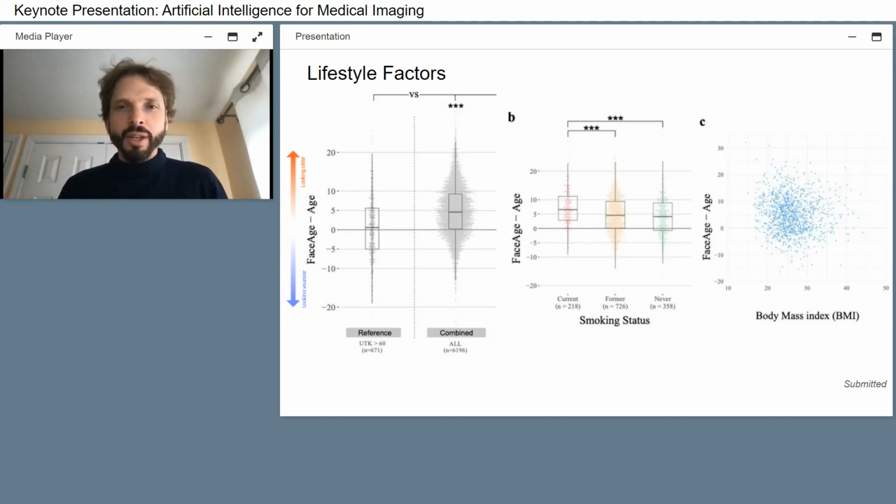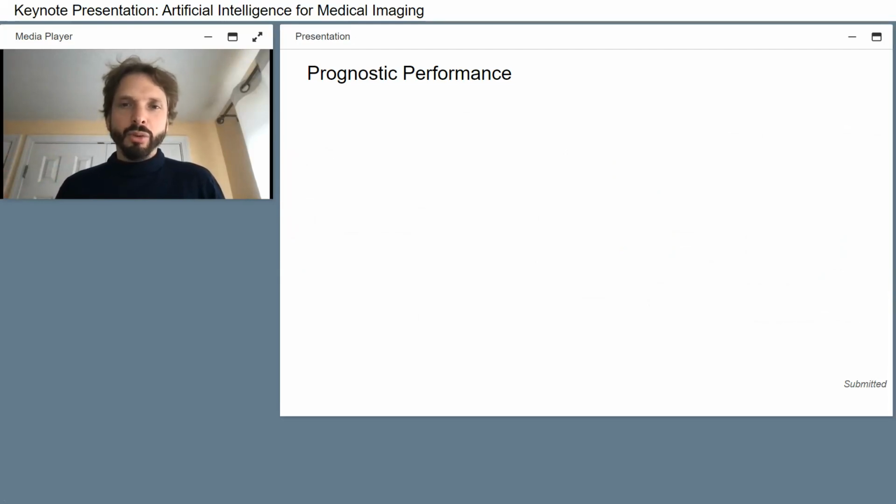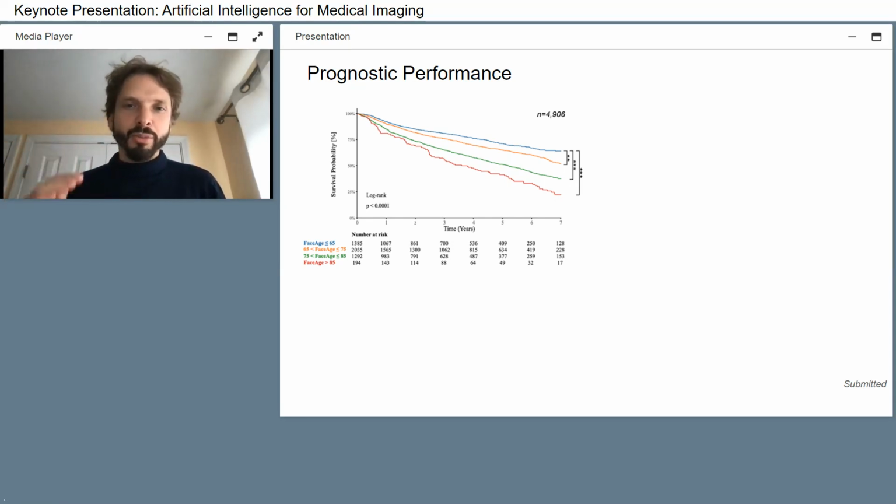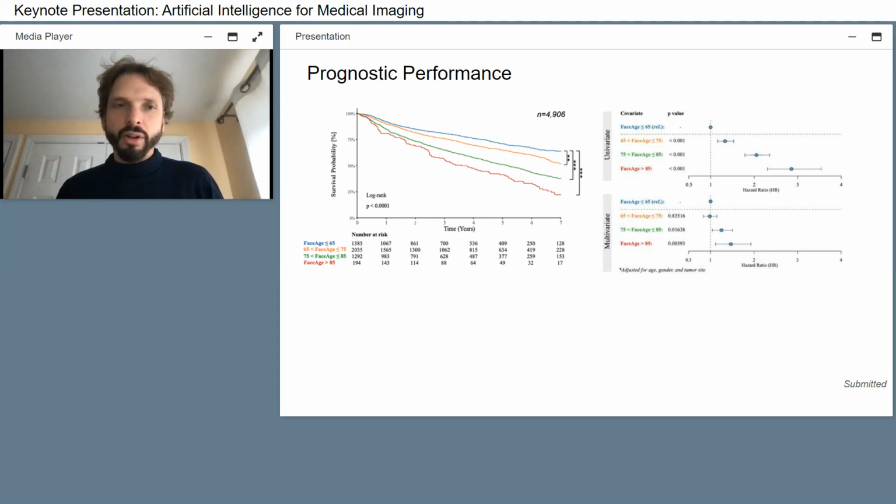All right, so then we look at prognostic performance. We went to the master cohort of 5,000 individuals. If you take your face age, and only look at face age, no other parameters, and put people in certain buckets by how old they look, you can immediately see a very nice, very significant stratification of these individuals. So the older you look, the earlier you die. We also did corrections for various clinical factors like age, gender, and tumor site, and this effect remains significant, right? So your face age is capturing something else that is not quantified in these parameters.